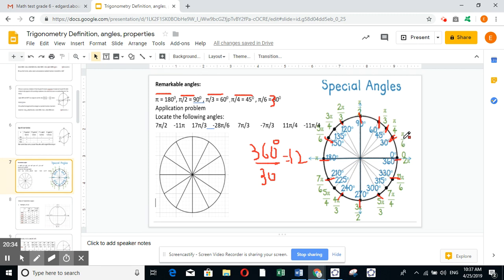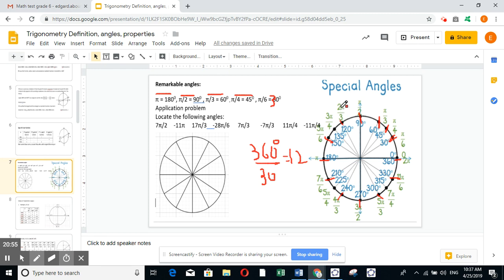You can also move in radians. How do we move in radians? 30 degrees is pi over 6 in radians. This is pi over 6, then 2 pi over 6, which is pi over 3, then 3 pi over 6, simplified, pi over 2.